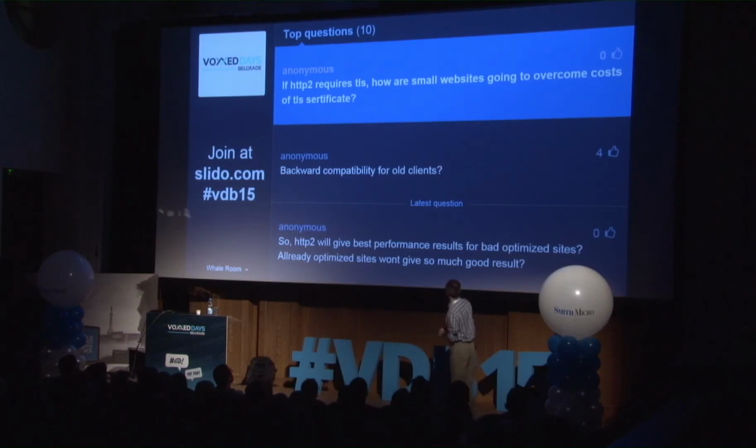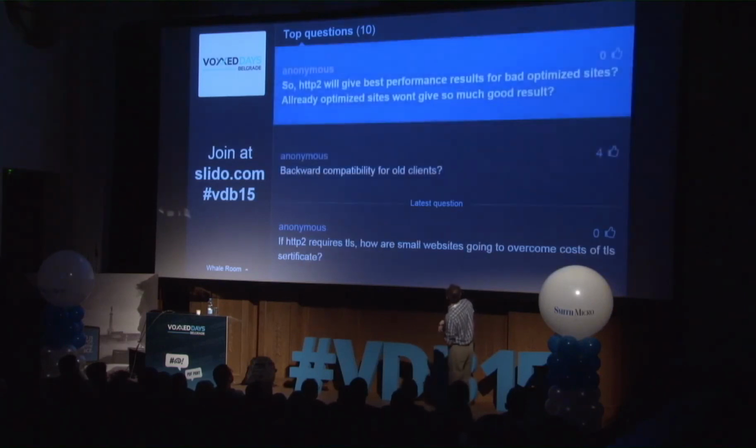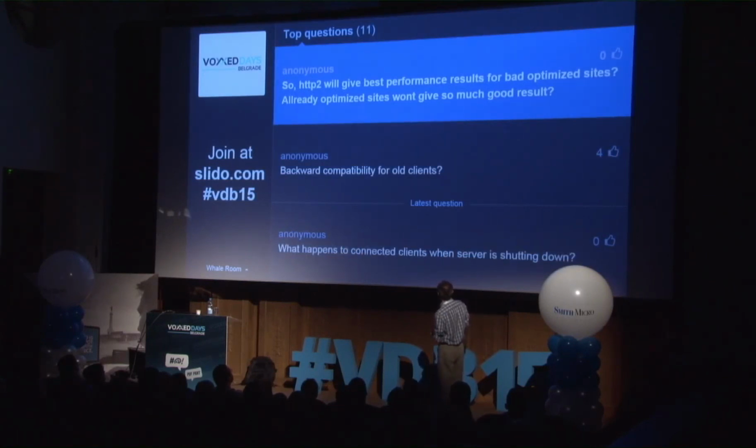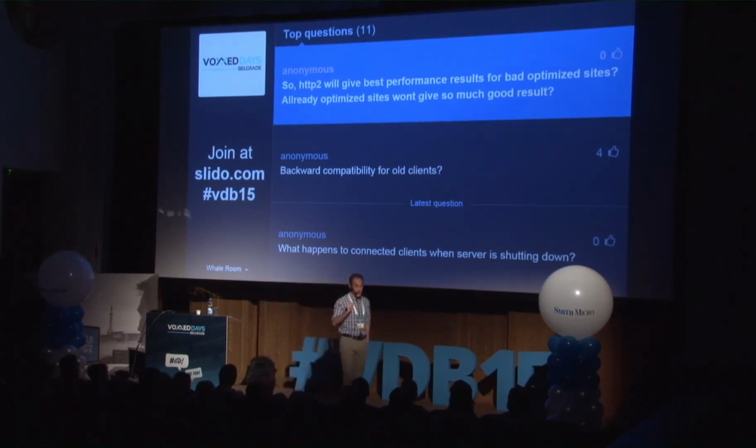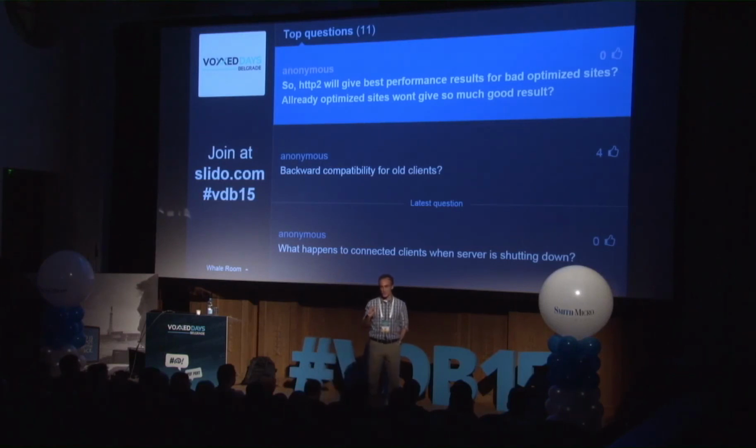Okay, I think I answered them all. Sorry, the last one: HTTP 2 will get the best performance results for badly optimized sites, and already optimized sites won't get such good results. No. The problem is that even if your site is completely optimized, take, for example, the CNN.com website. I bet it's highly optimized to render as fast as possible, okay? Still, it makes 95 requests to the servers, not only one server, but multiple servers.